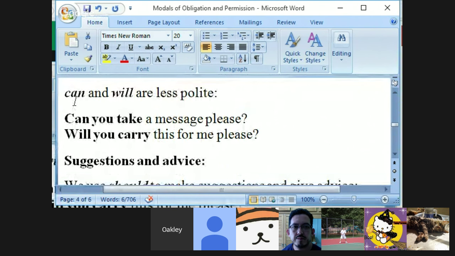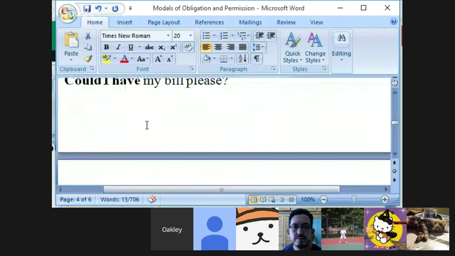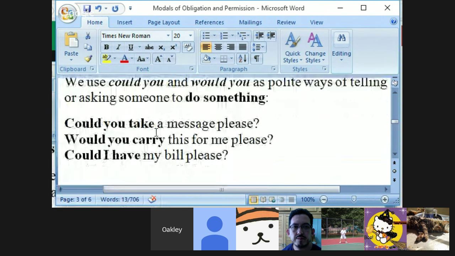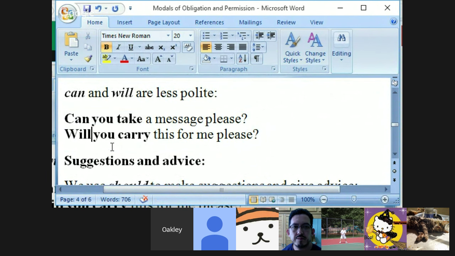Can and will are more direct, less polite. Can you take a message, please? Will you carry this for me, please? Any of these are okay. Could you and would you are more polite than can or will, which are much more direct. As I was pointing out with will and would, that's why will is less polite. It sounds more like an order, a command, than a request if you use will.